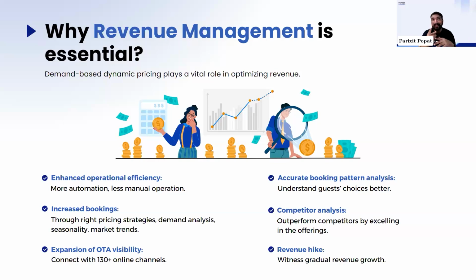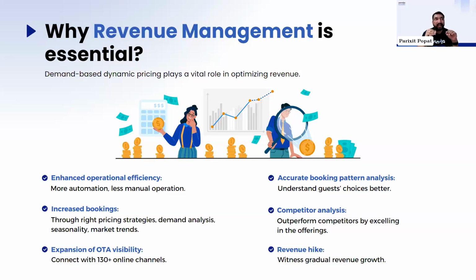Your bookings increase because when the demand was low and somebody was booking 25, 30, 40 days in advance, you're giving that leverage to them by selling at a slightly lower price, and towards arrival, you are increasing the price. Then, with revenue management, you can also have accurate booking pattern analysis.